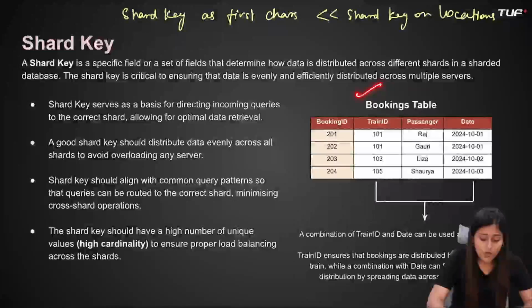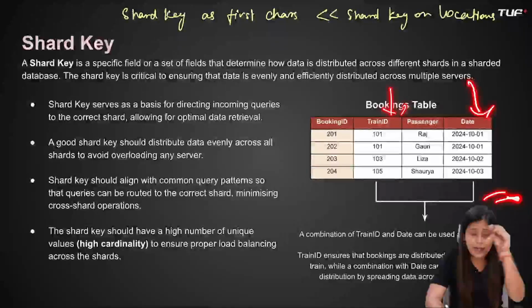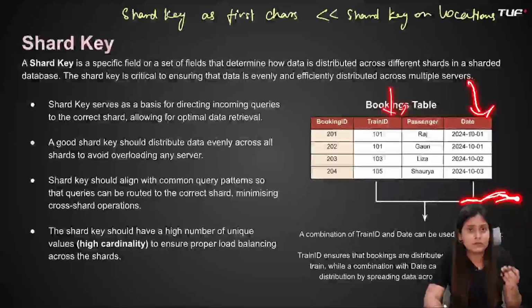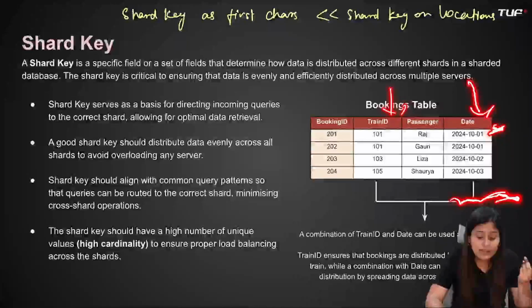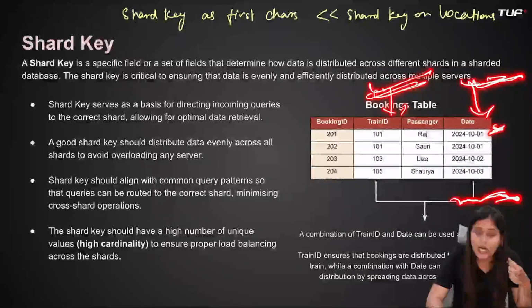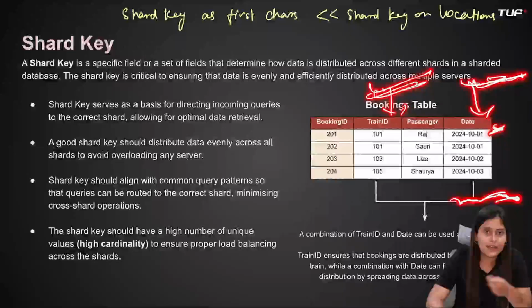So let's suppose in case of a booking table, a combination of train ID and date can be used as the shard key. Yes, if you want to divide the database on the basis of dates instead of location, if you want to save the data in particular shards based on dates. So let's suppose if you want to search for 1st of October, you want to keep it in a 1st of October shard. So in that case, train ID and date can be the combination of the shard key, right? So together they can create a shard key.